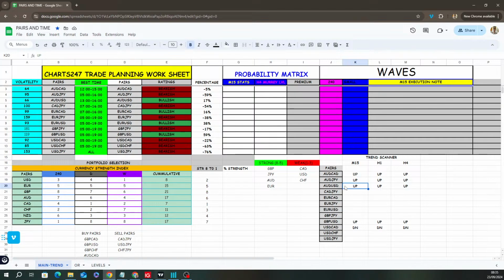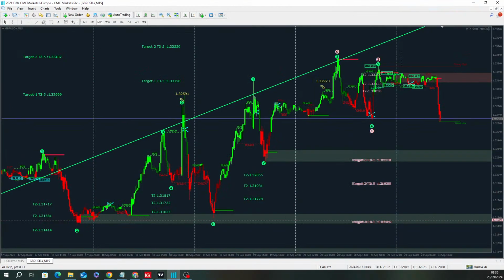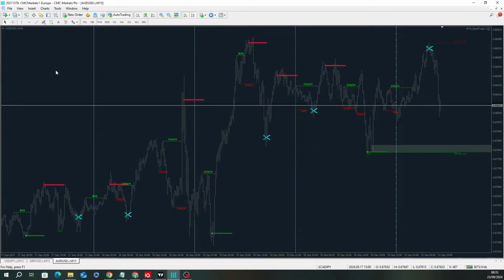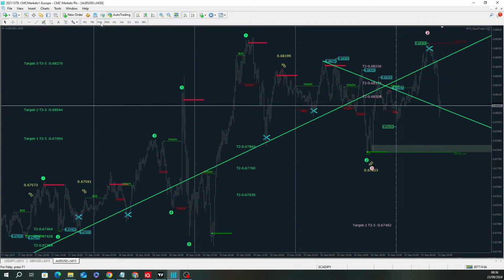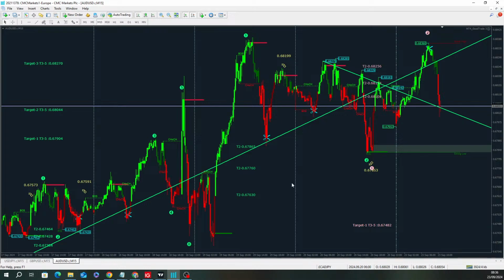The Australian dollar, US dollar, because Aussie is a buy pair, US dollar is a sell pair, and that is an uptrend on the scanner. So we go to the chart, we want to open the Australian dollar, US dollar. I'm just going to refresh this chart.